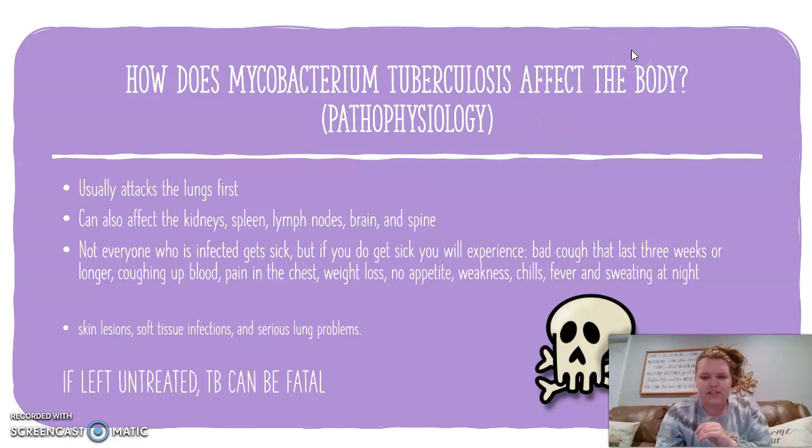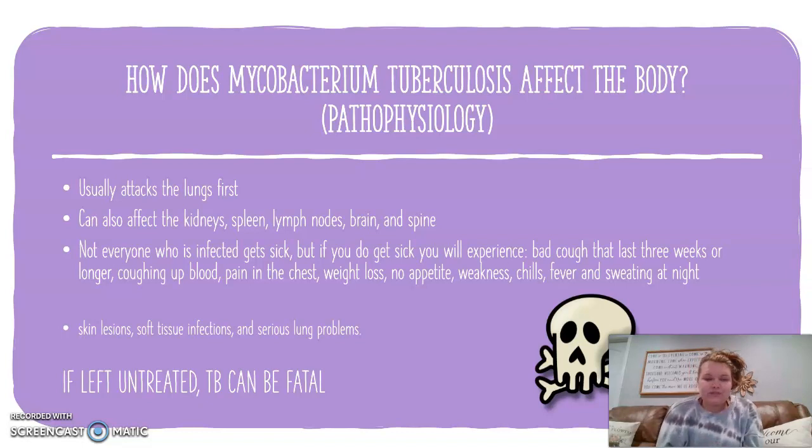And then how does Mycobacterium tuberculosis affect our body? So I'm talking about the pathophysiology. I have a few bullet points here I want to go over. Mycobacterium tuberculosis usually attacks our lungs first, but it can also affect the kidneys, the spleen, the lymph nodes, the brain, the spine, and more.